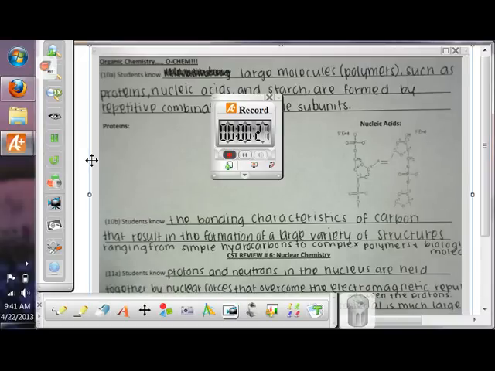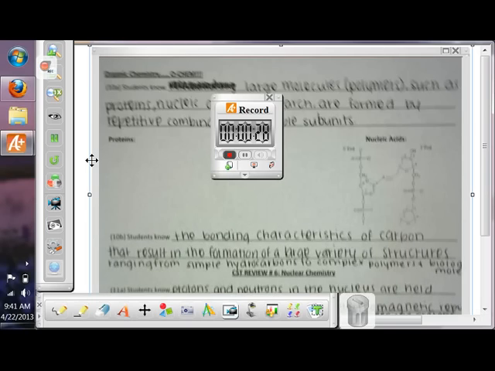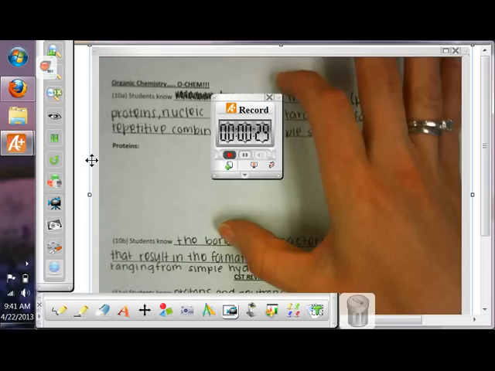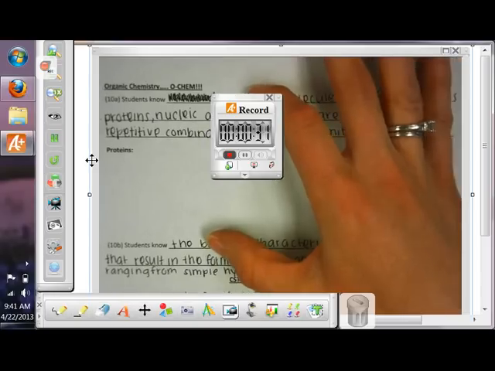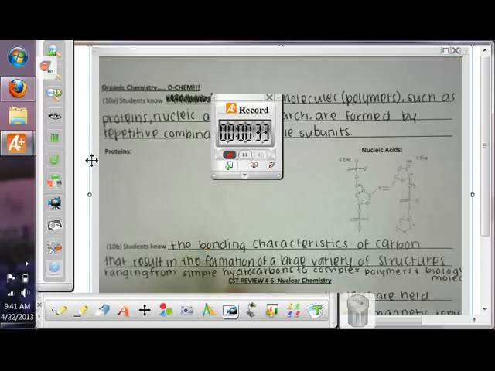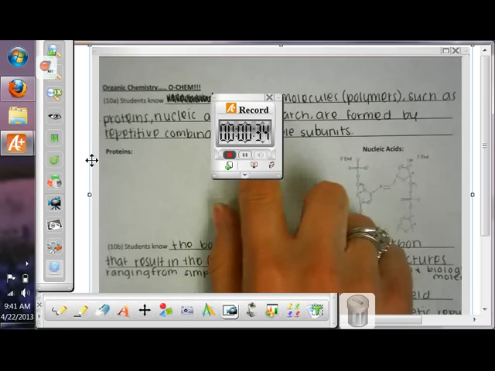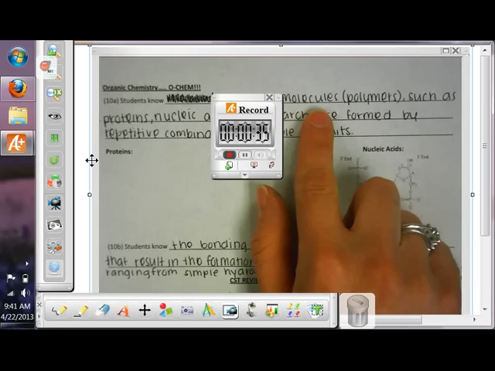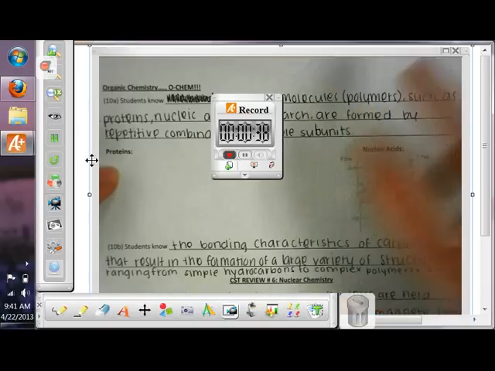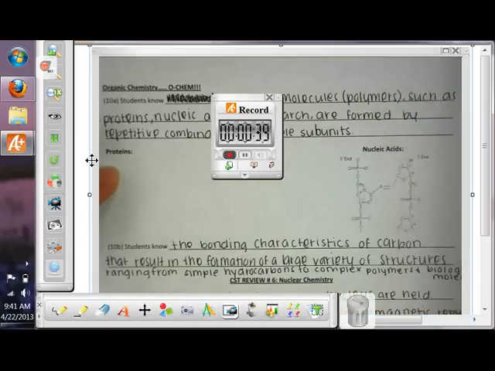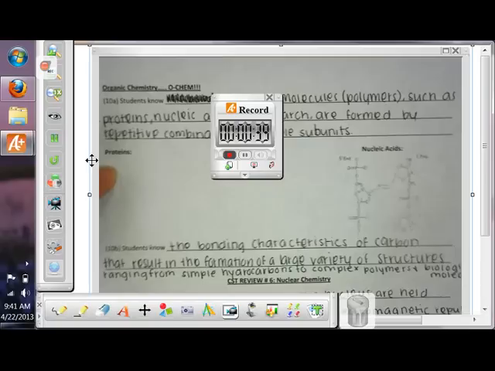And basically they want you to know that they are combinations of simple subunits. These guys here are your subunits. And organic chemistry basically just has to do with anything dealing with carbon. It's typically carbon and a hydrogen or a nitrogen or an oxygen or a fluorine. Notice these are all covalent.